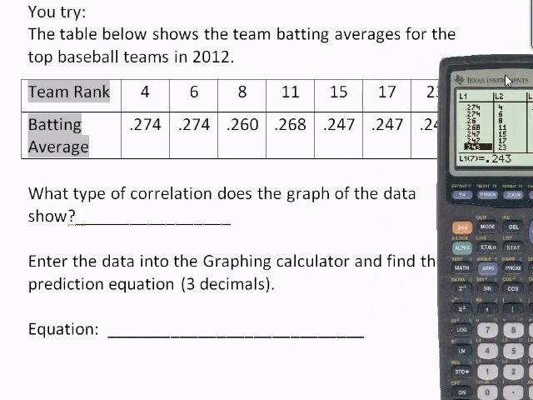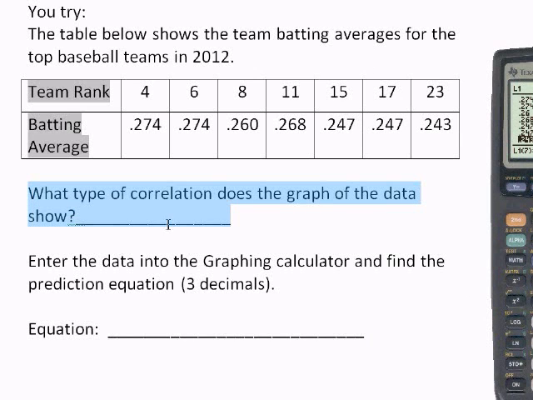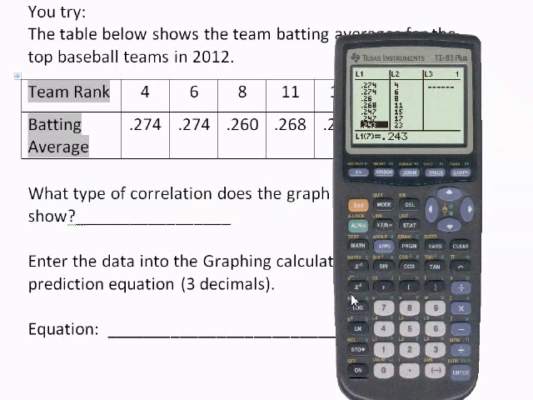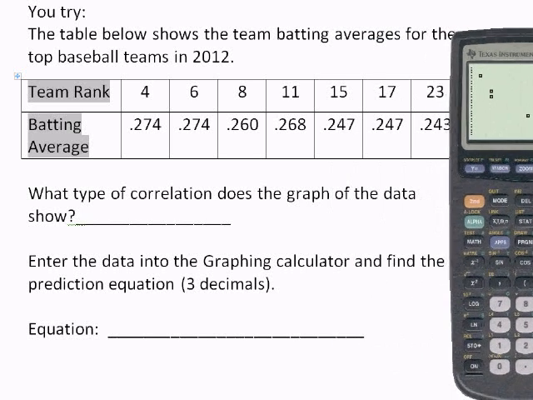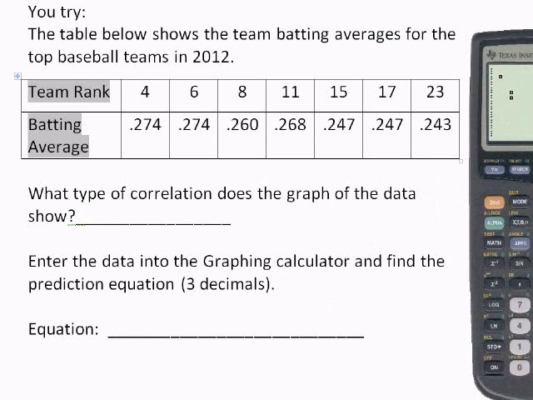Now it asks what type of correlation does the data show. To do that, we need to graph the data or plot the data. So we're going to go second y equals, which is our stat plot. Press enter, and press enter again, so that we turned our stat plot on, and we go zoom stat. Now zoom stat will pull up all of our data in a scatter plot, and we notice from left to right the data is going down, so it is a negative trend or negative correlation. So what type of correlation does it show? It shows a negative correlation.